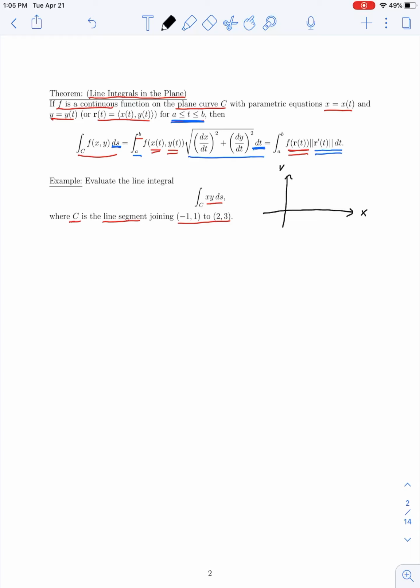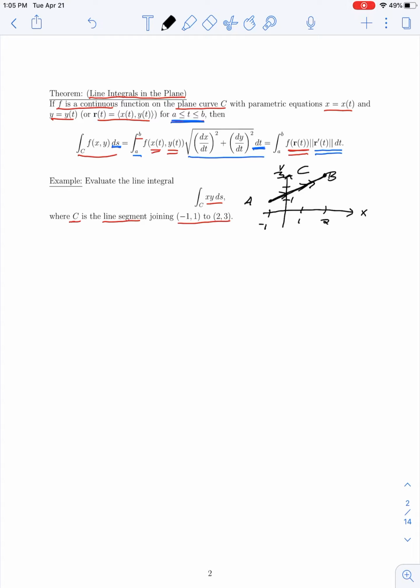So in the xy plane, we're looking at the line segment connecting the point -1, 1 to the point 2, 3. So we would be looking at the line segment from, let's call it point A to point B, traversed in this direction. So I could use little direction arrows to indicate the direction that I'm moving along my curve. And this is the curve that we would call C.